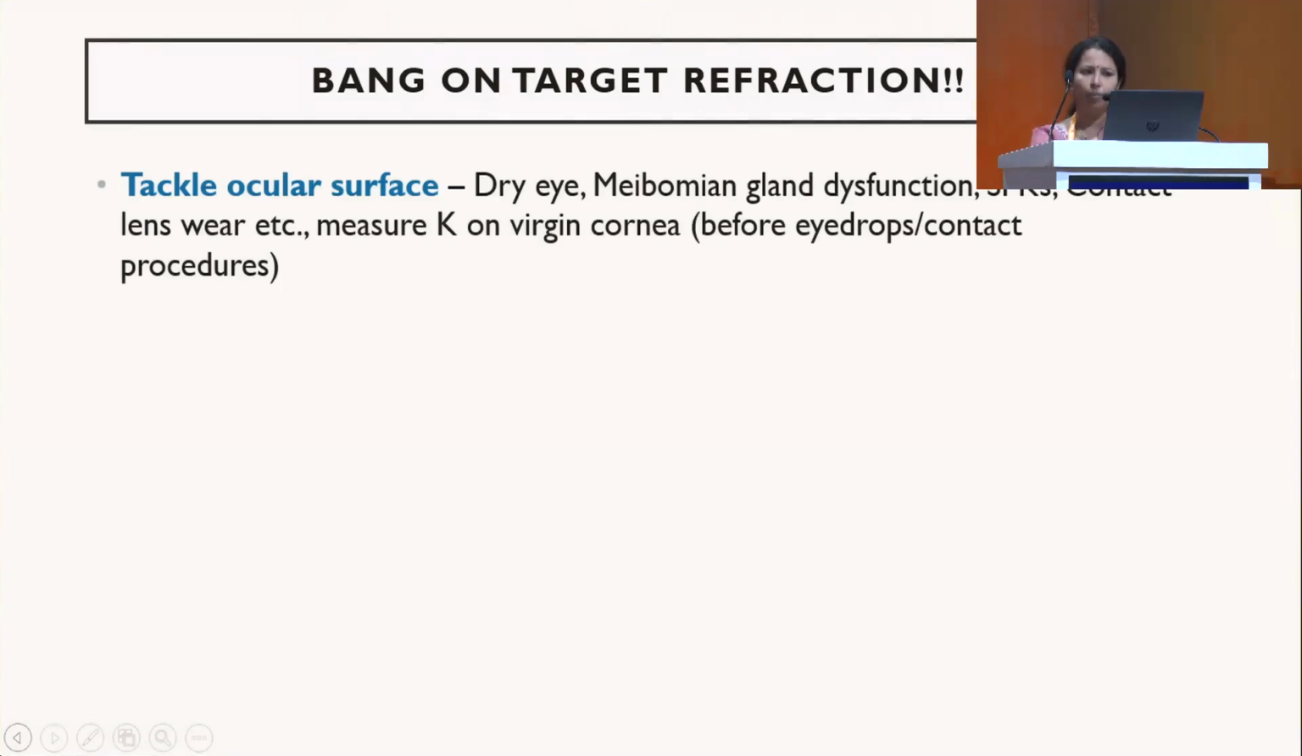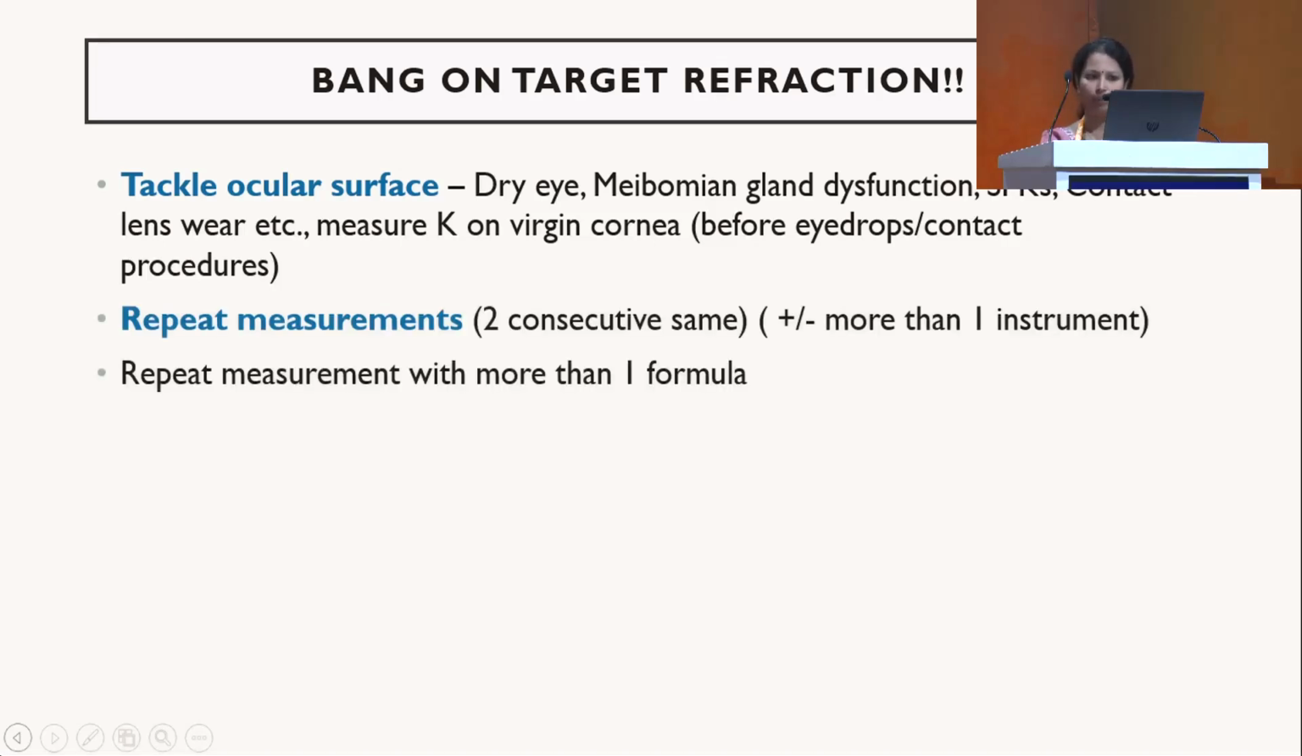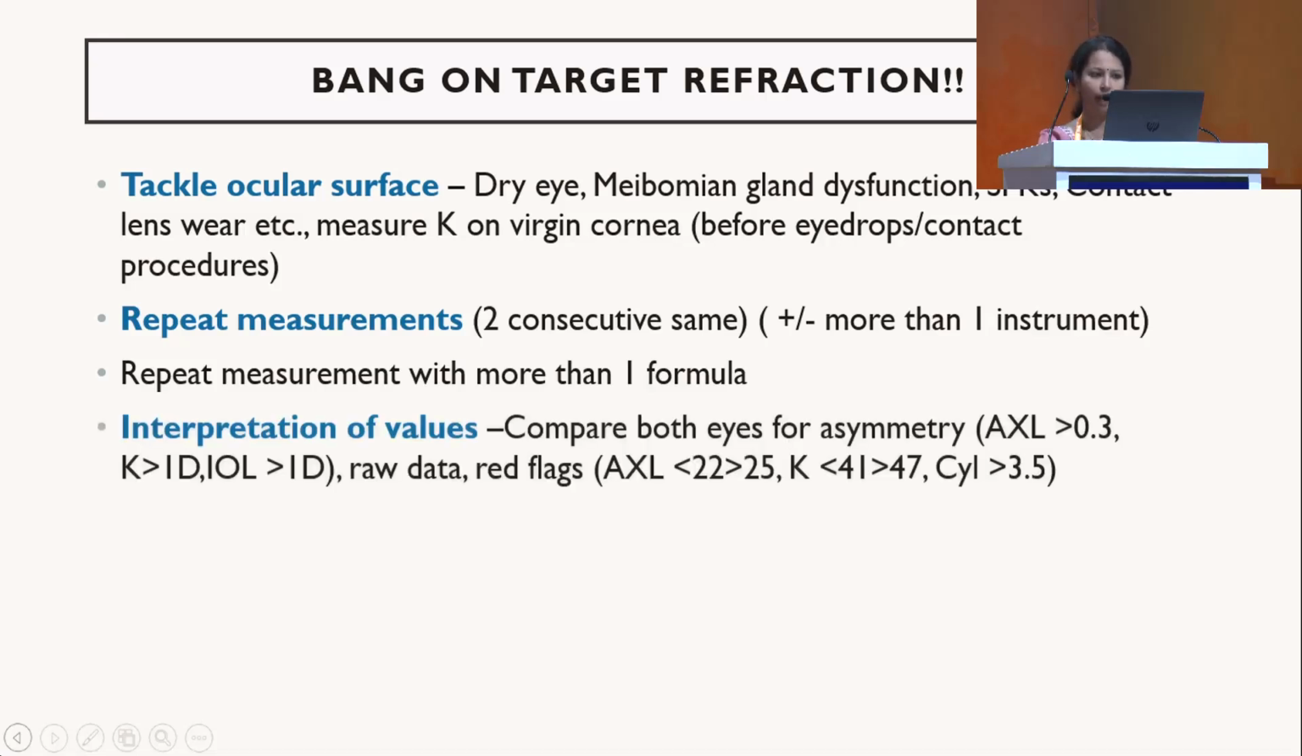First and foremost, before doing the biometry, please check whether the ocular surface is good and rule out any dry eye status. If the patient is wearing any contact lens, it should be discontinued even before doing keratometry. Measure the keratometry on a virgin cornea, even before application of any eye drops or contact procedures. Always repeat the biometry on the same day with two different instruments, or on two or three different instances, to make sure that the calculation is bang on the target. We can also repeat with one or more formulae and interpret the values with caution.